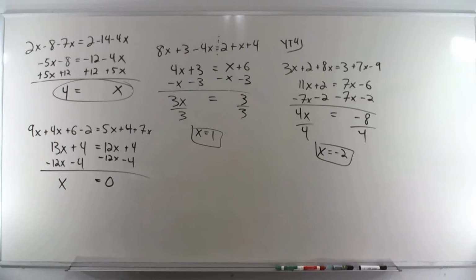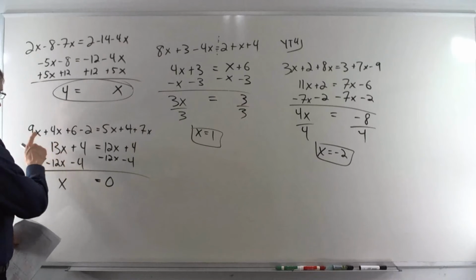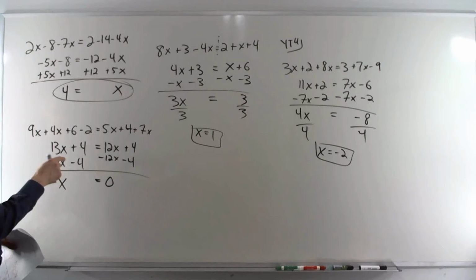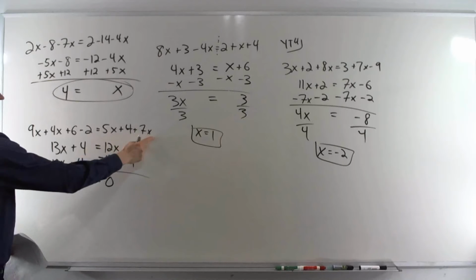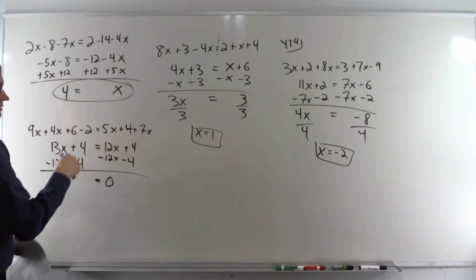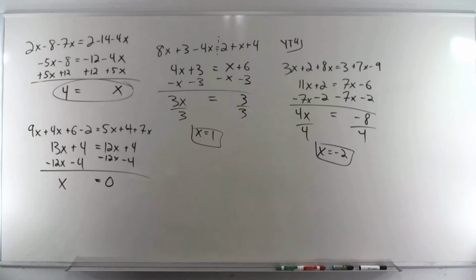And this one's really easy to check, because when we plug in 0 for x, all the x terms go away. So this one's 0, this one's 0. We get 6 minus 2 is 4. That's 0, and we have 4 on the right as well. So 4 equals 4, and it checks. Your turn, number 6.